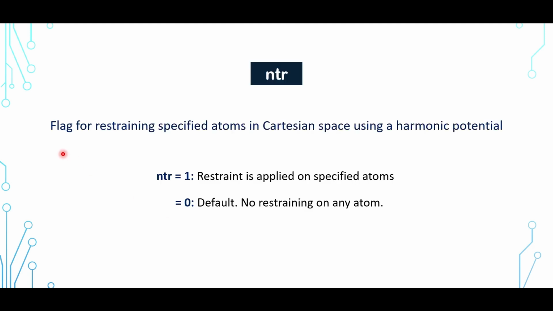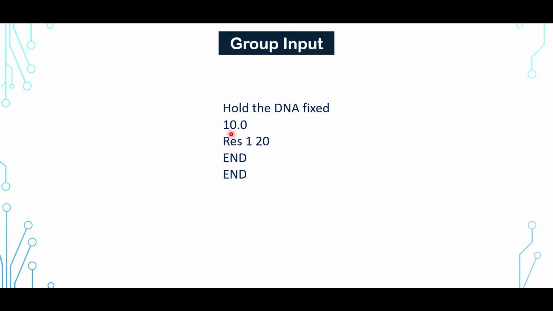To apply restraint force on the DNA molecule, we have to set NTR equals to 1, and we'll apply 10 kilocalorie per mole restraint force on the DNA molecule, that is residue 1 to 20.